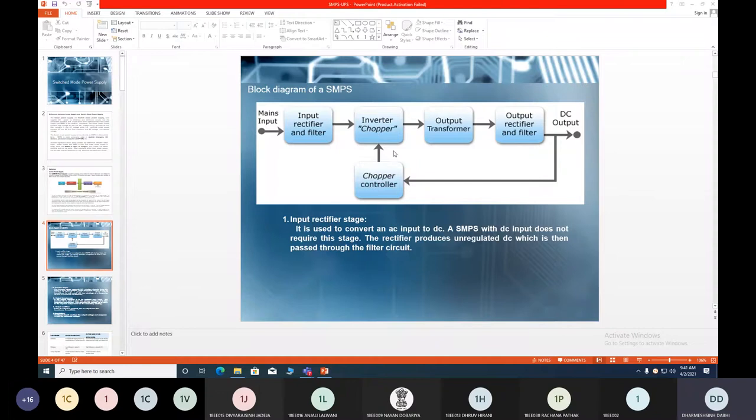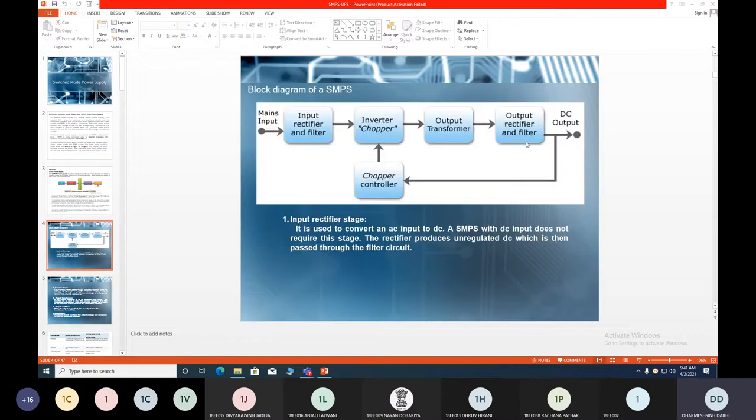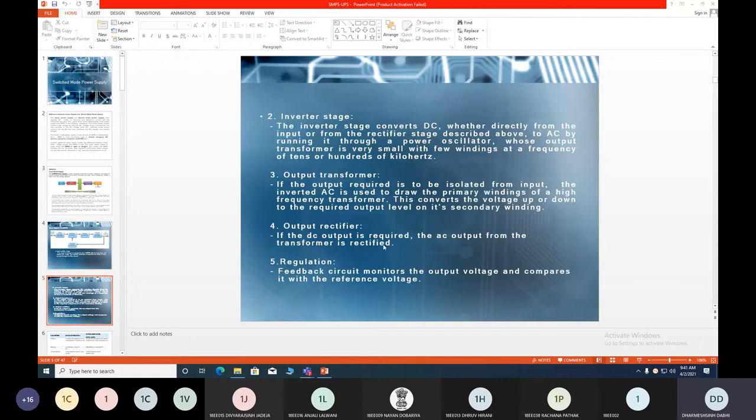The second component is the inverter chopper. As you know, this converts DC to high frequency AC. Then the output transformer, a special type of transformer called a ferrite core transformer, provides the isolation. The fourth component is the output rectifier. It again converts this high frequency AC into DC, which contains the high frequency ripple, and thereafter provides the regulation. This regulation is provided by the feedback control system. You can see, these are the five different blocks of SMPS.